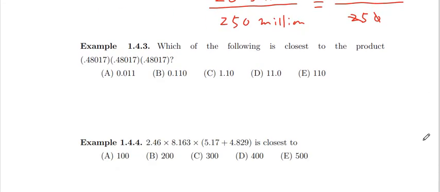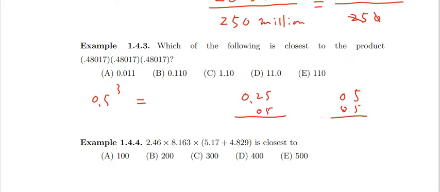Okay, which one is closer to the product? So this is 0.8. We just say this is less than 0.5. 0.5 times 0.5 is 0.25. Then half over 0.25 equals 2, right? So it's less than that. So I think this one.